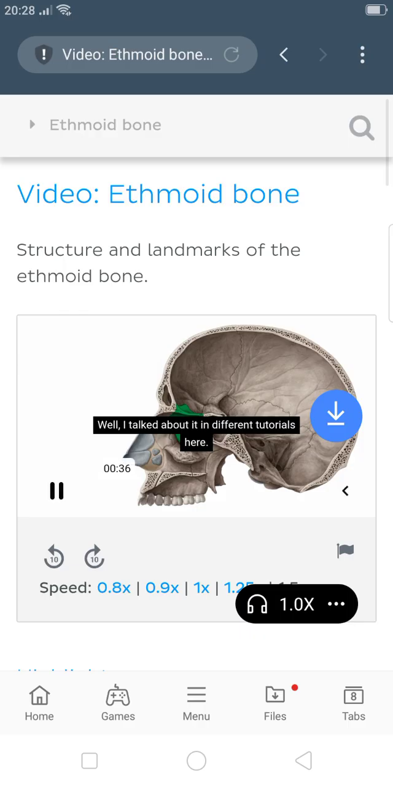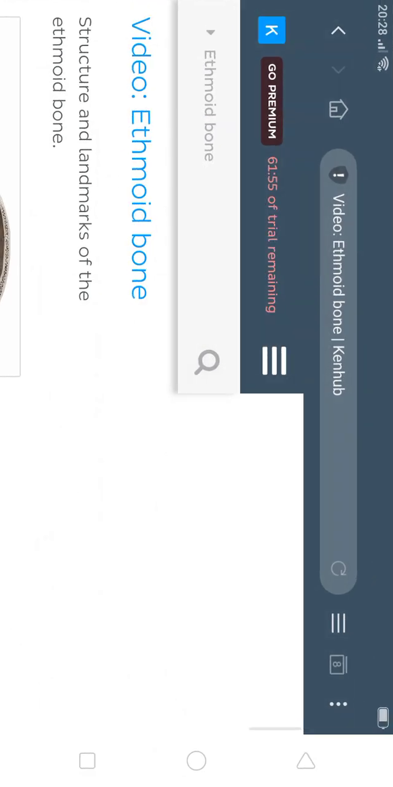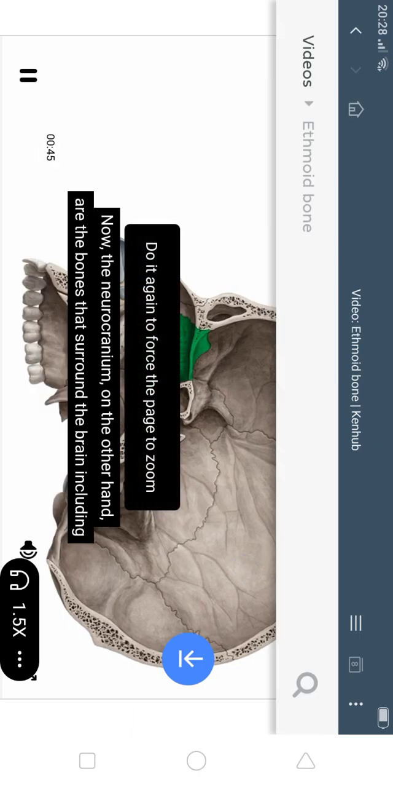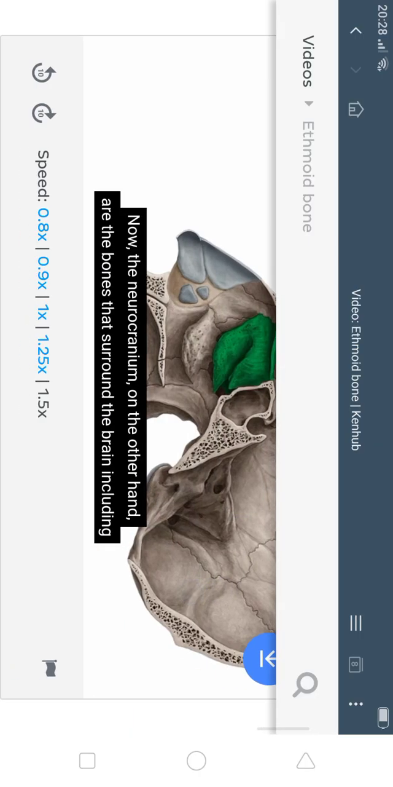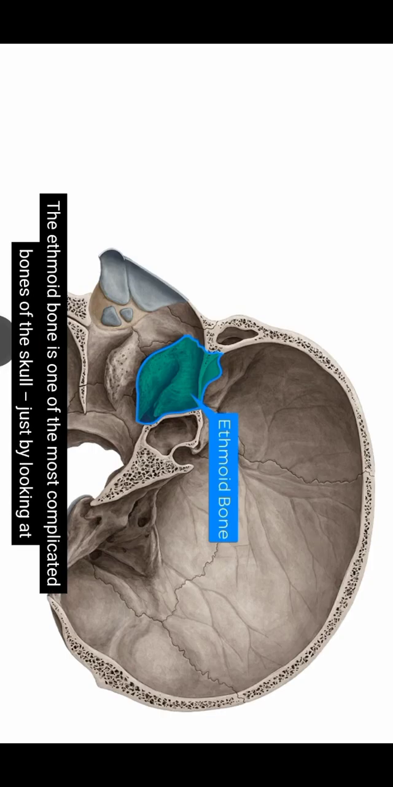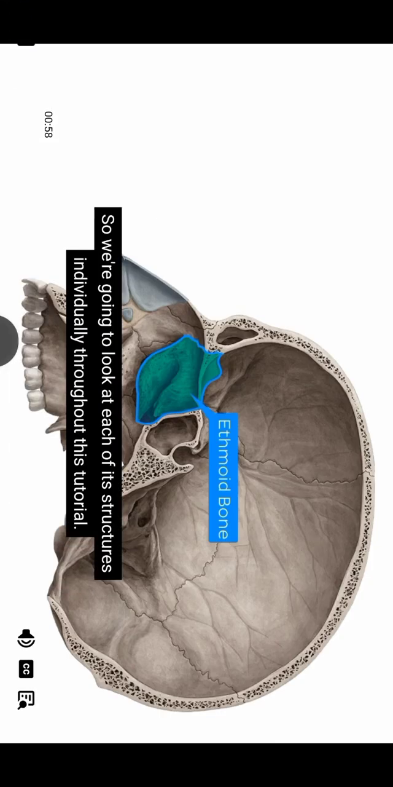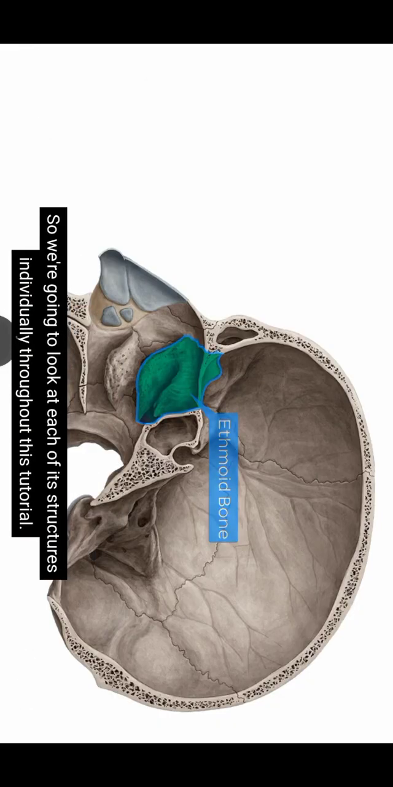Now you might be asking, what is viscerocranium? Well, I talked about it in different tutorials here. The viscerocranium is a collective term for the bones of your face, essentially. Now the neurocranium, on the other hand, are the bones that surround the brain, including the ethmoid bone. The ethmoid bone is one of the most complicated bones of the skull. Just by looking at it, we can see that. So we're going to look at each of its structures individually throughout this tutorial.